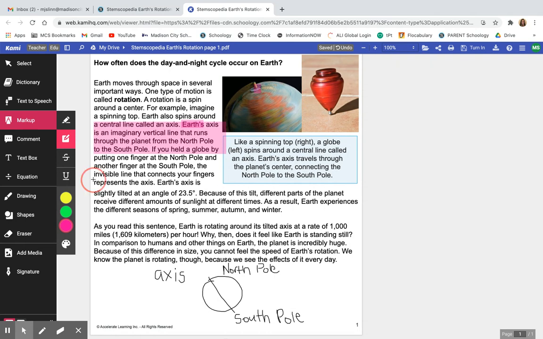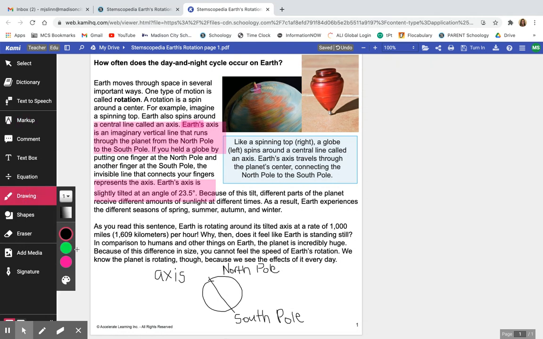This is something else that's important for you to put in your notes. If you measured the angle between what the axis would be if it ran straight up and down and the tilt that it's at, this angle here that I'm highlighting in green, this angle here is 23.5 degrees. So I can record that here. 23.5. 0.5 or 5/10 represents 1/2 degrees.